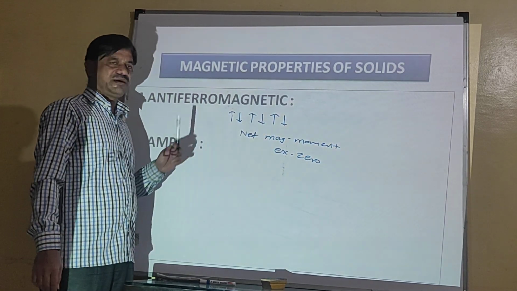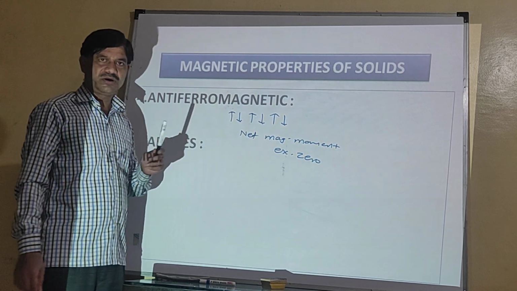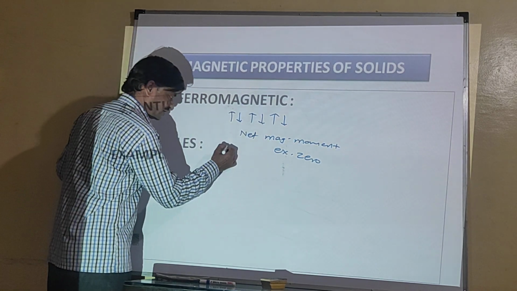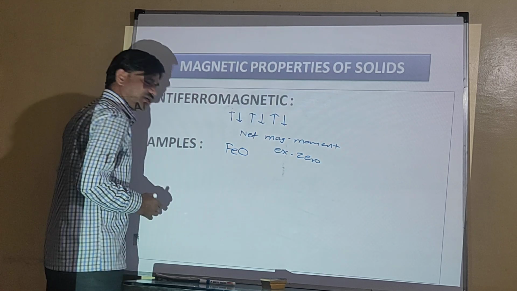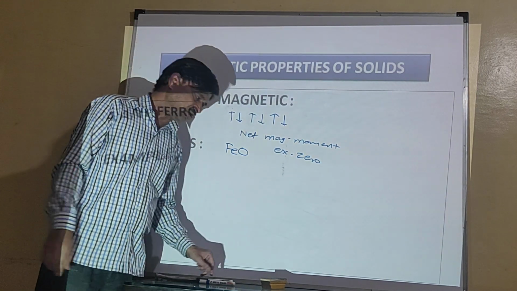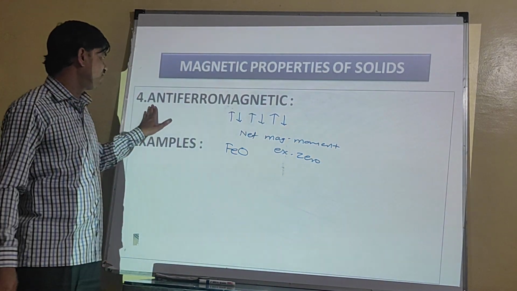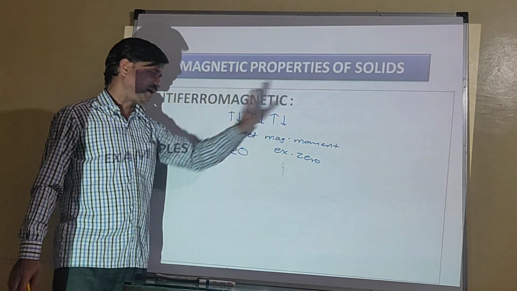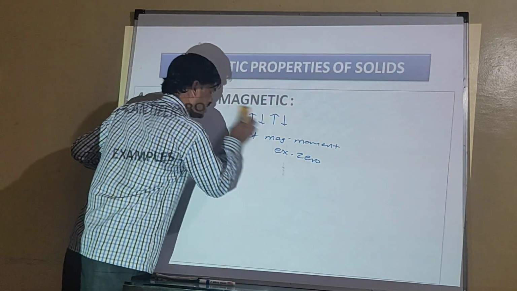Suppose we take an example of this one, antiferromagnetism. Remember this one. What about this? FeO, then MnO. These are indicating what kind of phenomenon? Antiferromagnetism. Now check the last one.